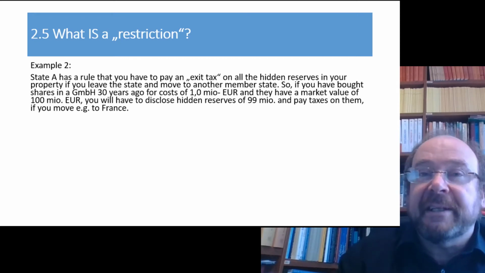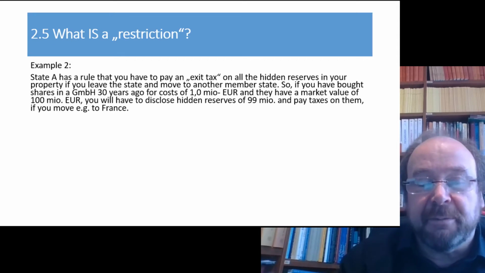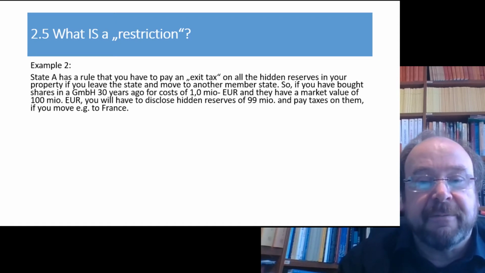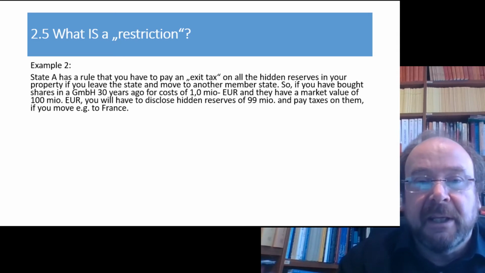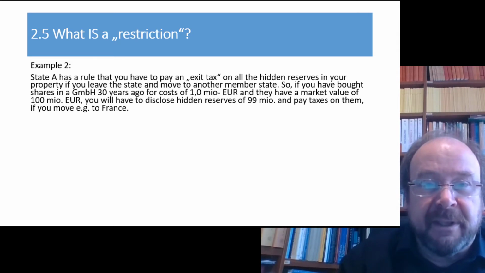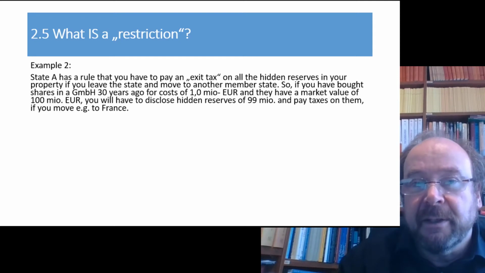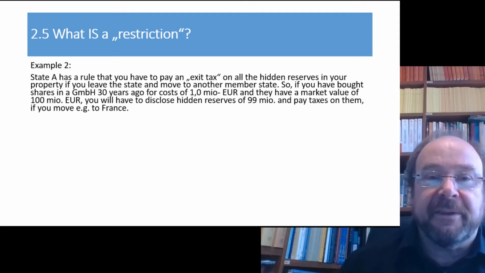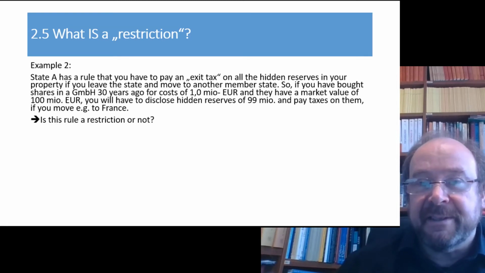Another example: state A has a rule that you need to pay an exit tax on all hidden reserves in your property if you leave that state and move to another member state. So if you bought shares in a GmbH years ago for 1 million, and now, due to a very lucky course of events, the market value of the shares is 100 million, you have hidden reserves of 99 million. If you move and leave that state, for example to France, you will be asked to pay taxes on those hidden reserves. Now, test: is this a restriction?